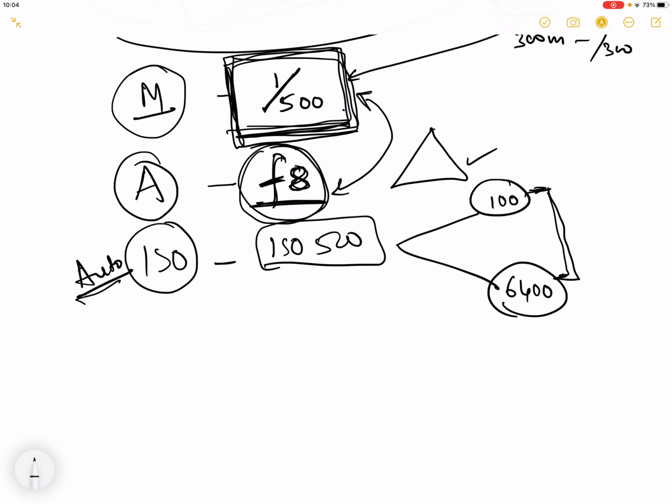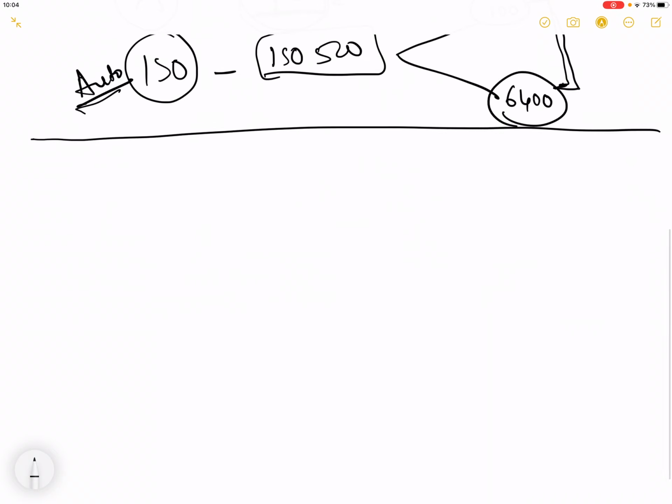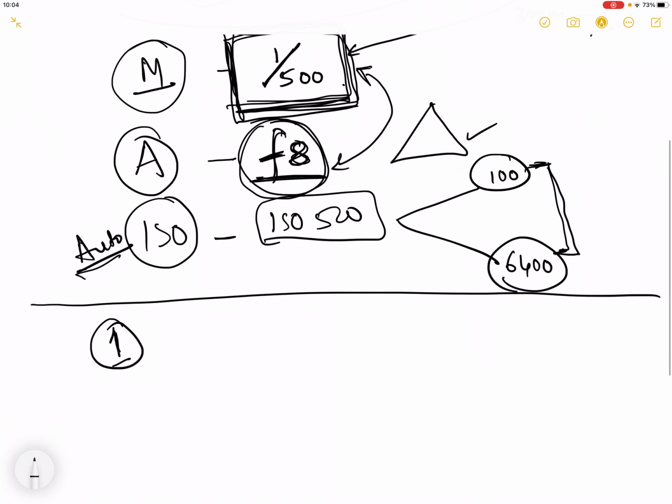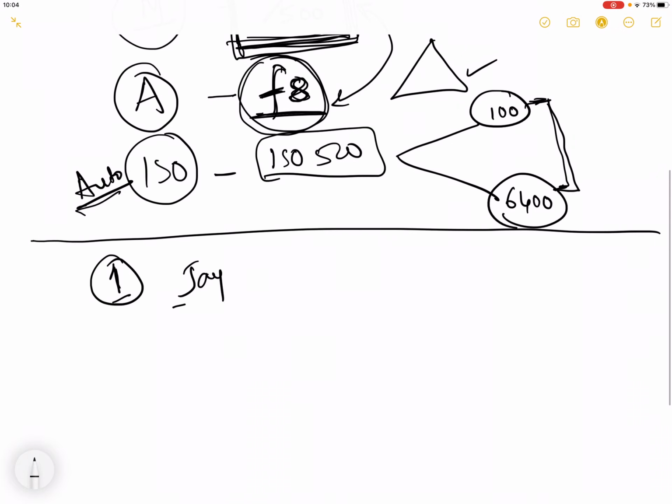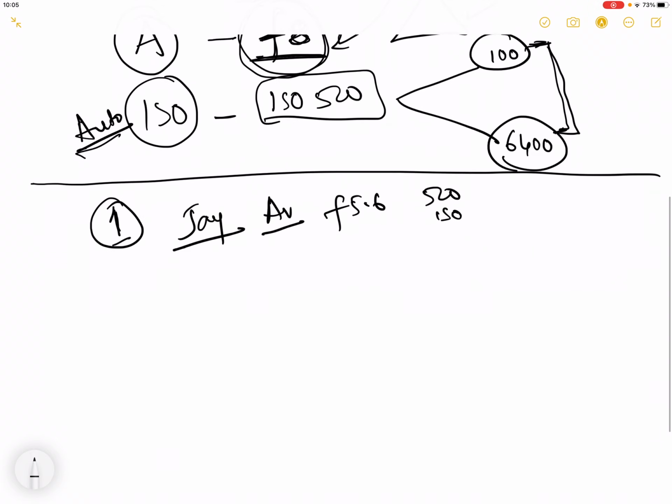So they are happy to do this kind of manual mode setting with auto ISO, and to be honest, it works most of the times. There are some reasons why I don't use this all the time, and the number one reason is, let's say Jayant was using an aperture priority mode with f5.6 and ISO 500, and the camera would calculate the shutter speed and give, let's say, 1 by 1000th of a second shutter speed.